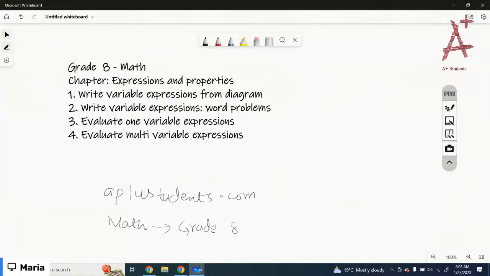So there you can find the list of the chapters. We're going to start with the chapter expressions and properties. And the lessons we're going to cover today are write variable expressions from diagrams, write variable expressions, word problems, evaluate one variable expressions, evaluate multivariable expressions. So let's just start with the first lesson, that is write variable expressions from diagram.